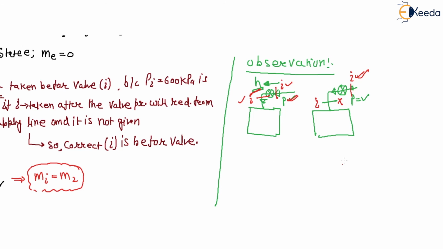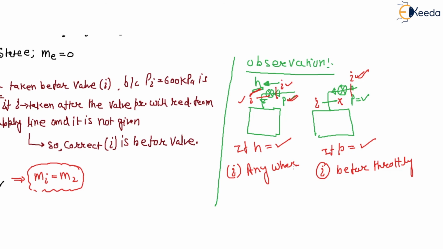So if the pressure is given, then i is before throttling. If enthalpy is known, then according to enthalpy, i can be anywhere, before or after, right? This is very important. Okay, thank you.